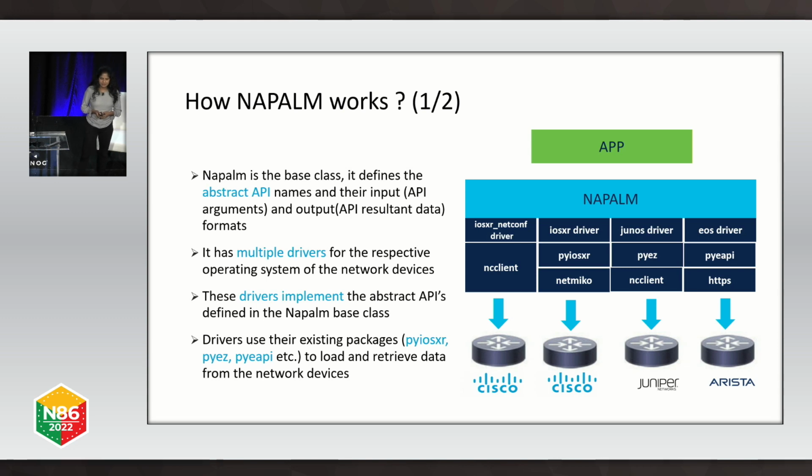So how does it work? It works based on the concept of abstraction and inheritance. Basically, what NAPALM does is, it has a base class with all the abstracted APIs. These abstracted APIs are implemented by the multiple drivers, and the implementation is specific to the platform. So what you're seeing here is the APIs are going to be the same across the vendors, and the input arguments or the output structure is going to be the same.